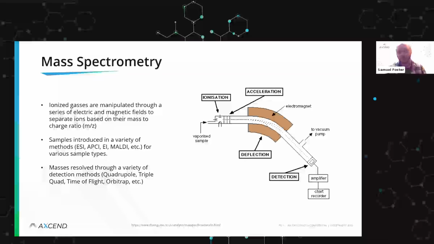And this is really useful because it's a very high sensitivity detection method. It also can provide structural information, as we'll get into, depending on the type of mass spec. So it's a very useful technique. It's a very sensitive technique. And so it's become very common for a reason.